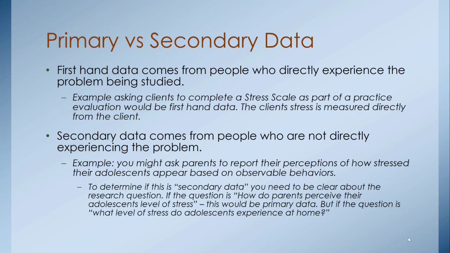I want to make a note here, though. It's very important to understand what your research question is, because your research question actually may be, how do parents perceive their adolescent's level of stress? When you collect that data, that's going to be first-hand data because you're collecting the perception from the parents, and that's what you're interested in, versus a research question that would be, what level of stress do adolescents experience at home? And then you ask the parents to answer that question. That would be secondary data and not first-hand.